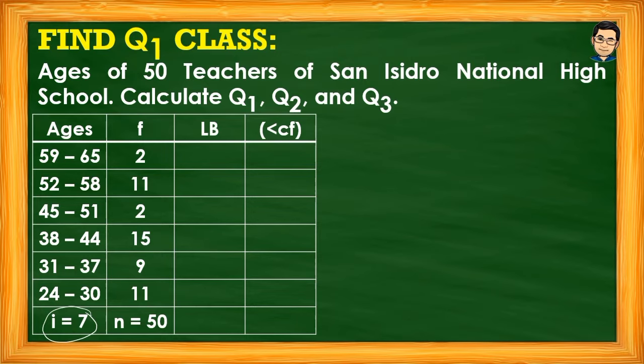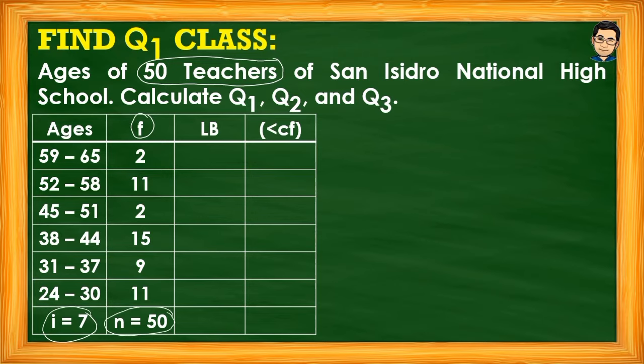And then, under the second column, we have frequency denoted by F. Okay, so ibig sabihin, sa class na 59 to 65, dalawang teachers meron po tayo dyan. Dun sa 24 to 30 naman, we have 11 teachers. And then kung pinag-add lahat natin, lahat ng mga frequency na yan, makukuha natin yung N, which is 50. So what is 50 here? This is the number of teachers of San Isidro National High School. So dito pa lang po kasi sa problem natin, ayan, indicated na po na N is equal to 50.